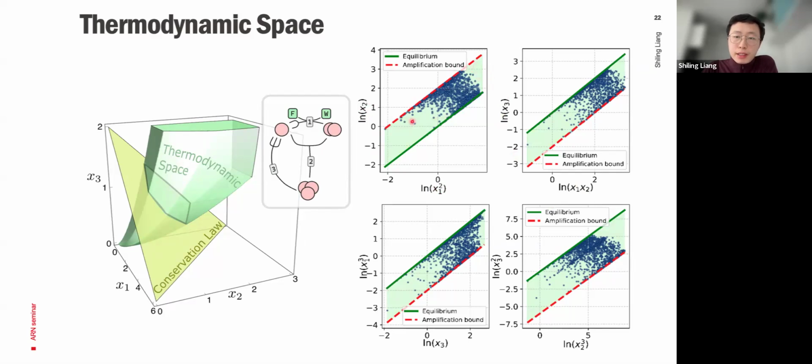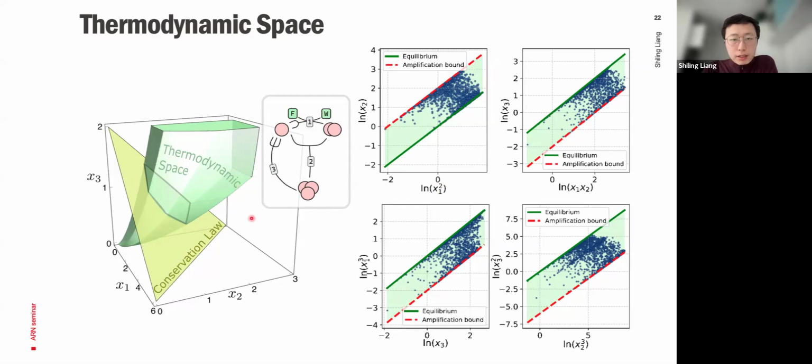And we get a solution space, and the green lines represent the system at thermodynamic equilibrium along the pathway which does not consume the fuel molecule. And we get an upper bound determined by the network topology and the driving force, which is the amplification bound of the system.